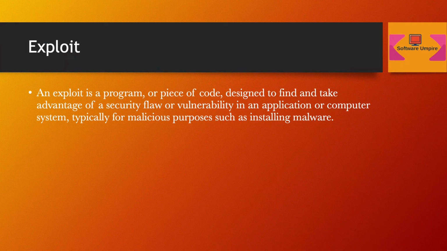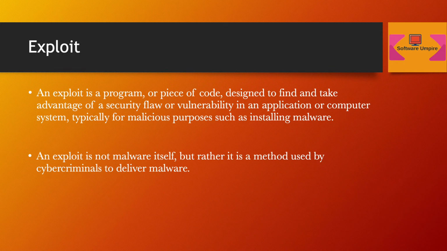An exploit is a program or piece of code designed to find and take advantage of a security flaw or vulnerability in an application or computer system, typically for malicious purposes such as installing malware. For example, an attacker could damage the confidentiality of a computer by installing malware on it, the integrity of a web page by injecting malicious code into the web browser, or availability by performing a distributed denial of service attack powered by a botnet of Trojans. An exploit is not malware itself, but rather a method used by cybercriminals to deliver malware.